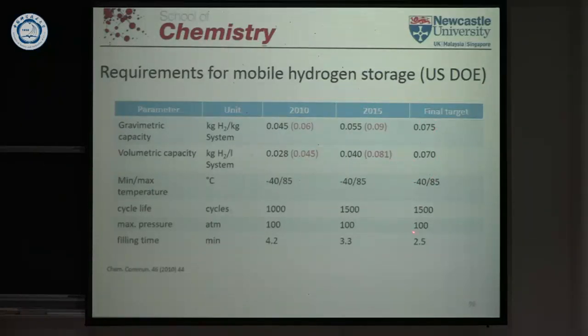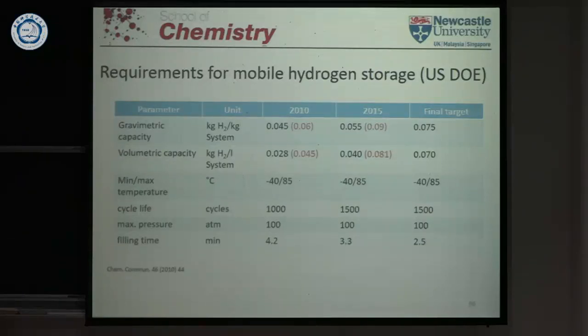And you see here in the final target, they have sort of different targets, but the final targets give you this number. It's about 7 weight percent and 7 volume percent. It's about the same. The min-max temperature is shown here. Cycle life, at least 1500 cycles. Maximum pressure 100 bar, actually 100 atmosphere, not bar, and the filling time 2.5 minutes. Now the reality today, you will see, is actually in parts much higher than what the targets were.